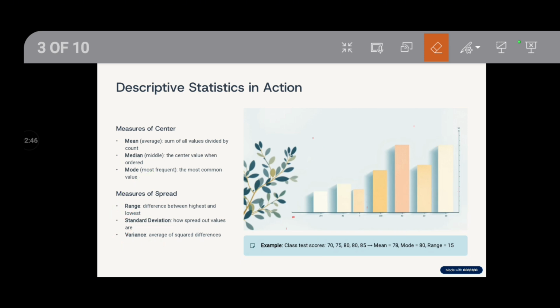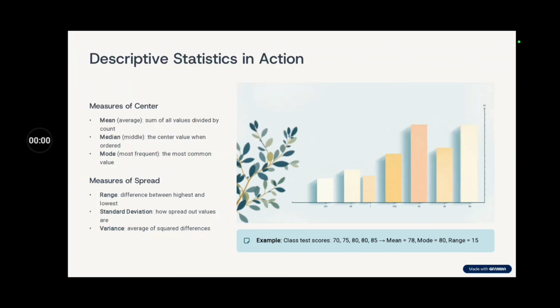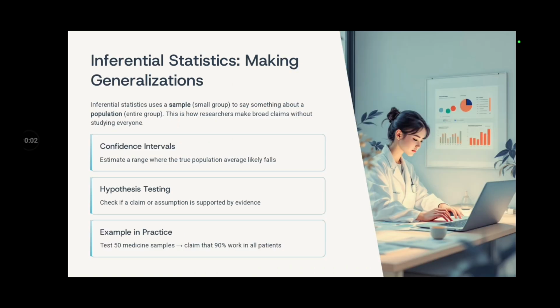Let me repeat it once again so you can get the idea. Measures of spread contain three main terms: range, standard deviation, and variance. Range is the difference between the highest and lowest value. Standard deviation means how spread out our values are, and variance is the average of square difference. Now let's move to another topic.